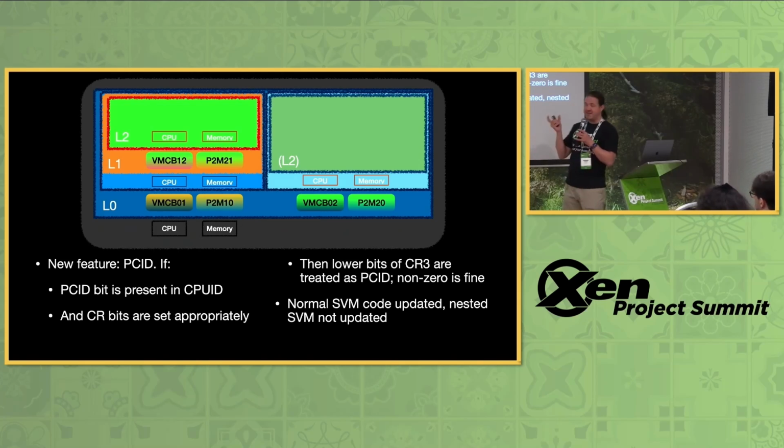Let's store this new PCID thing in those 12 bits. After that point, if the PCID bit is present in the CPUID, and the guest operating system has set the appropriate CR bits to enable this, then the lower 12 bits of CR3 are treated as a PCID. Now, the normal SVM code for virtual root mode was updated, but the nested code was not.